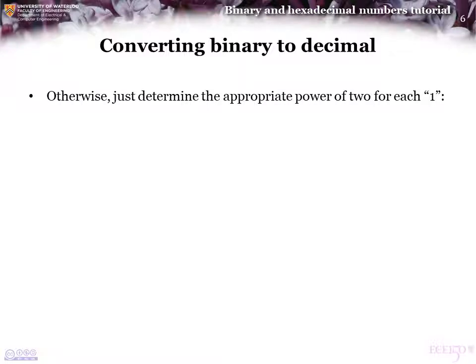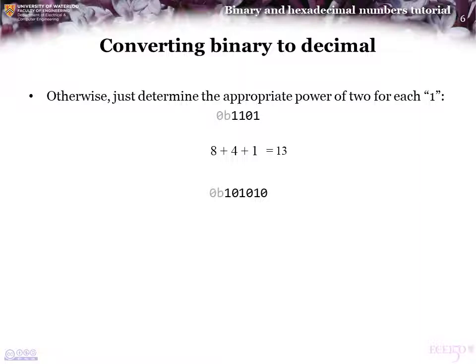If the number is not a power of 2, then we just have to determine the appropriate powers of 2 corresponding to each 1 bit and add them up. So, for example, here we have the number 1101. This represents 8 plus 4 plus 1. Why? Because we have 1 times 1 plus 0 times 2 plus 1 times 4 plus 1 times 8. This equals 13.